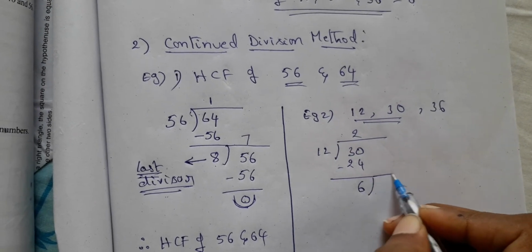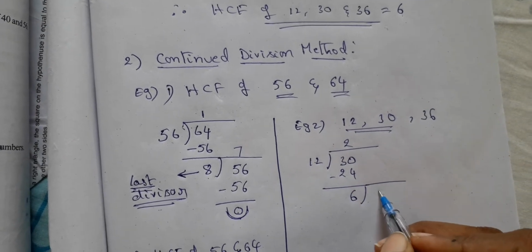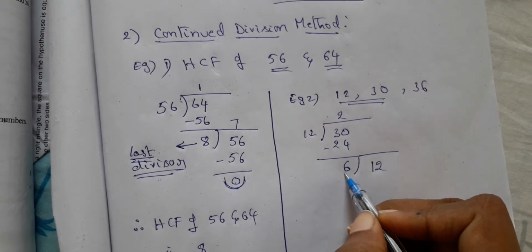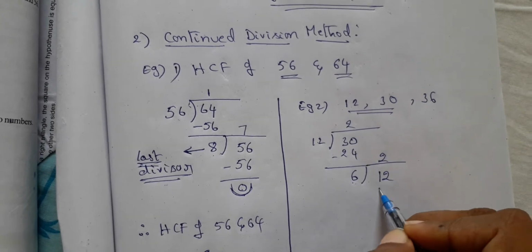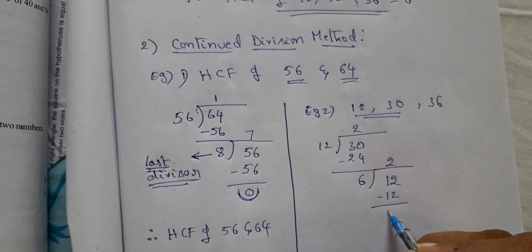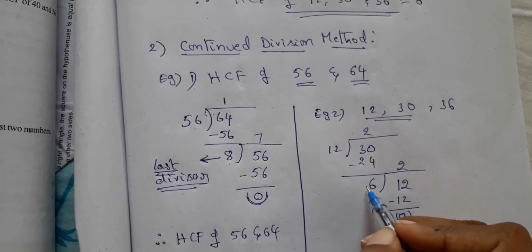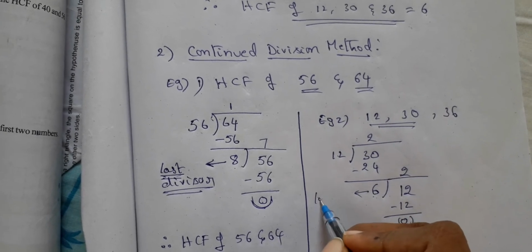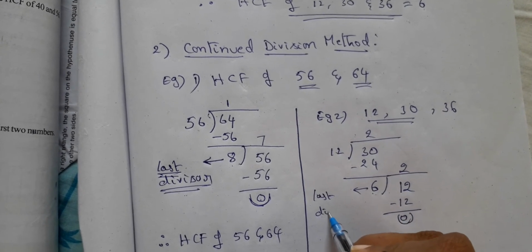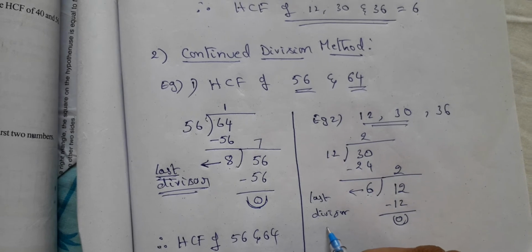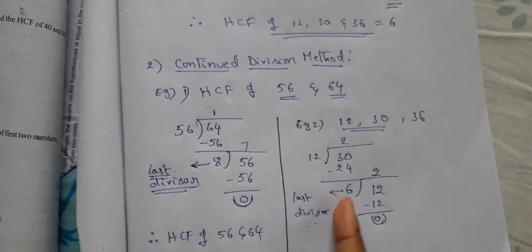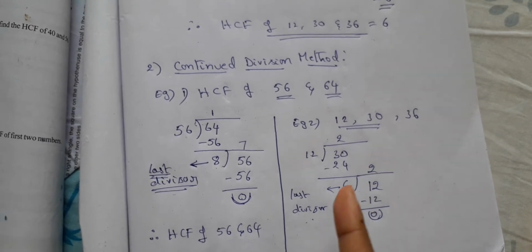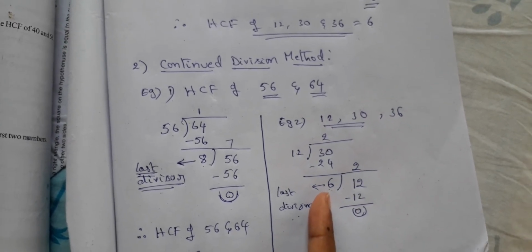So what will we do? We bring this 12 here as the dividend, and this 6 is the divisor. How many times will 6 go into 12? 2 times, so the remainder is 0. So you are left with the last divisor as 6. Now we have to continue with the third number and this particular 6.